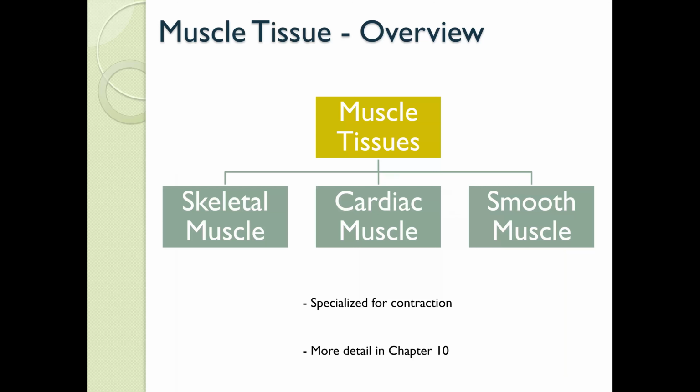There are three types of muscle tissues: skeletal muscle, cardiac muscle, and smooth muscle. What all muscle tissues have in common is that they're specialized for contraction. And we're going to get into a whole lot of detail, probably more than you would like, in chapter 10. So again, this is just an introduction to these muscle tissues, mainly with a focus on how to tell them apart.